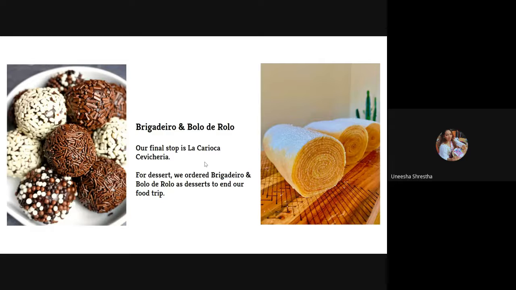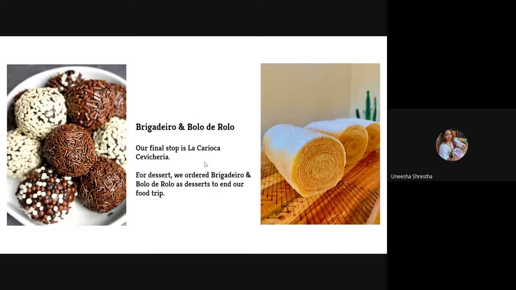Brigadeiro is chewy, chocolatey and creamy. It was really good. It is like a laddu, and it plays the role of laddu in Brazil. They distribute it at festivals and on good news, and it is just a part of the festival.